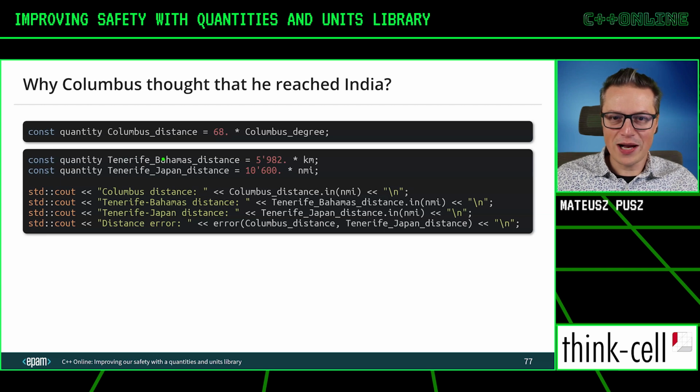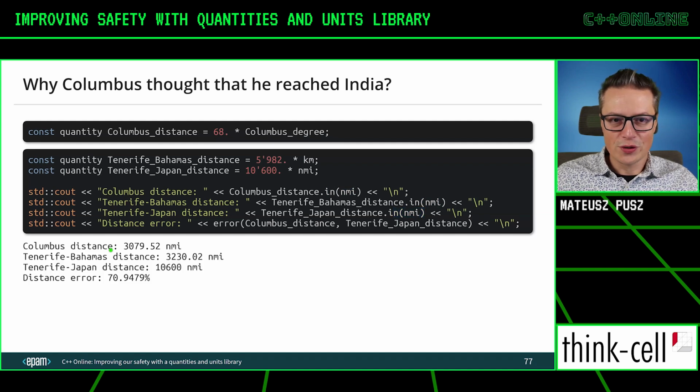The distance from Tenerife to the Bahamas is 6,000 kilometers. The distance from Tenerife to Japan is 10,600 nautical miles. Notice I'm still mixing and using different units here, right? And I'm just passing all of them to a common unit when they are printed. So Columbus thought this is the distance to Japan, and this was the actual distance to Japan. And fortunately, it happened that this was the distance of his travel to the Bahamas.